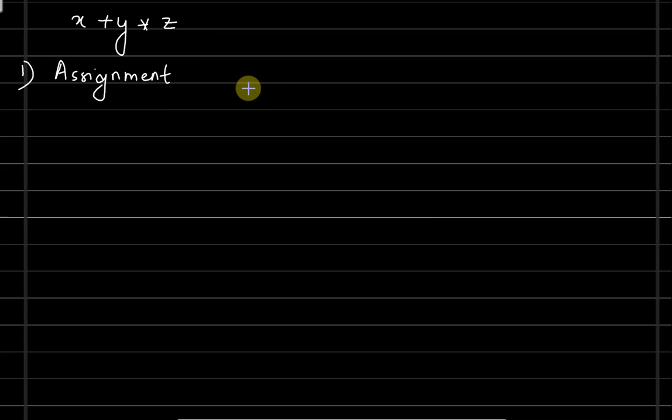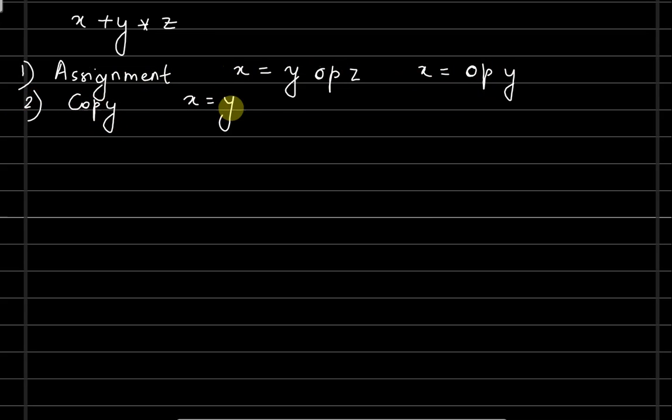Okay, assignment statement, which can be of the form x is equal to y operator z, or you can have x is equal to op y. Okay, so this is any operator in between, only one operator. Over here it can be unary operators. Fine. So second one, we can have valid copy statements, that is say x is equal to y.